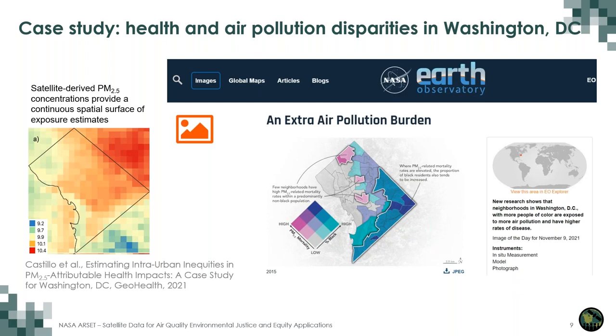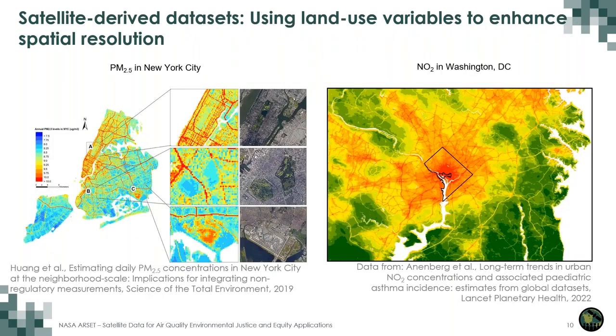But if you look at this map of PM2.5 concentrations on the left, we still don't have as much heterogeneity, as much spatial pattern of PM2.5 that we believe exists within the urban scale. Scientists have been combining satellite-derived data sets with other information like land use variables to really enhance that spatial resolution. So if you look at the map on the left-hand side here, this is PM2.5 in New York City, which was published by Huang et al. in Science of the Total Environment in 2019. And you can see that there's quite a bit more spatial variation in ground level PM2.5 concentrations with their model, which uses both satellite observations and land use variables and ground level monitors in an integrated way. And they can capture much more spatial heterogeneity than we were able to in our previous study of Washington, DC.